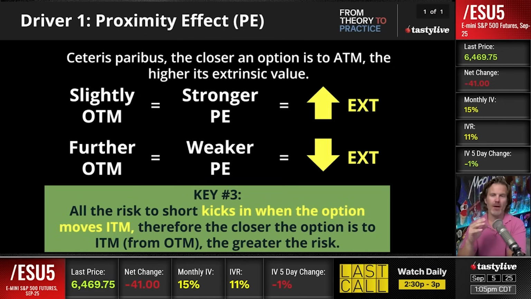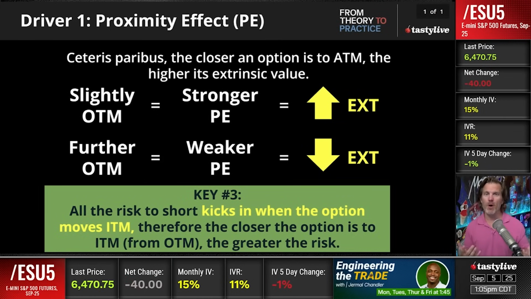What if you have a further out of the money option? Here you're going to have a weaker proximity effect, which is going to put downward pressure on the extrinsic value. And why is that the case? Again, just think about the risk standpoint, the potential for the option going in the money. It's much, much lower, because you have so much room between where the stock price is now and where the strike price is on the option, because it is now further out of the money.